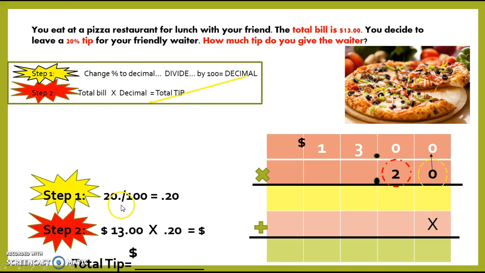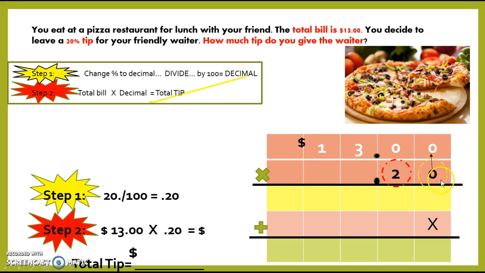Step 1 is you take your percent and change it to a decimal. You're going to divide. So 20 is my percent divided by 100. You can see I used my head and just moved over 2 places. 1, 2. There are 2 zeros. Dividing, I'm moving to the left. It's 20 hundredths. I'm going to put that answer over here. And now I'm going to calculate $13 times that 20 hundredths and see what my total tip is going to be.